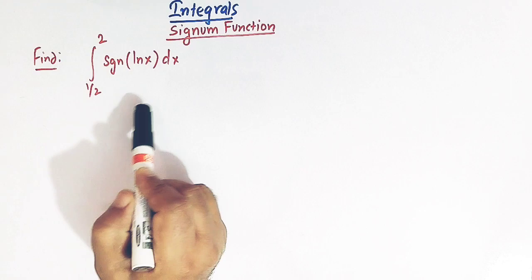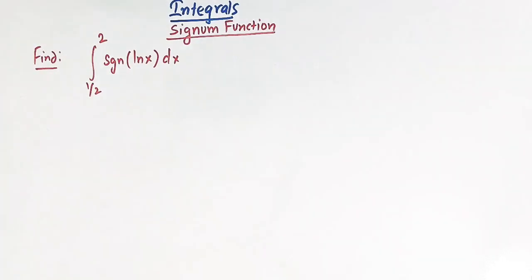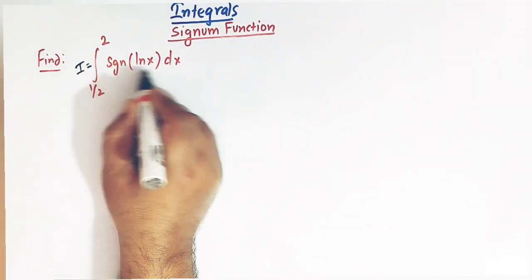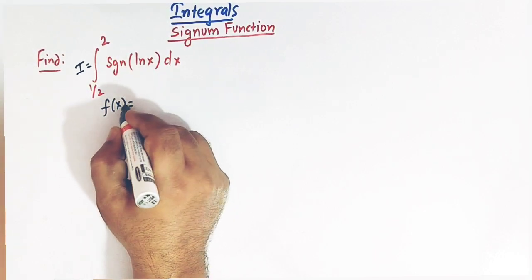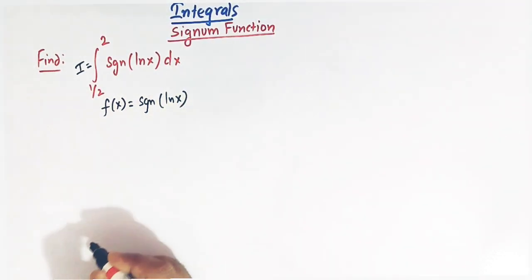Here we'll try to find out the value of this definite integral using the definition of log function, and then we'll see the definition of signum function. Moreover, we'll also see the graph of signum of log x. So let us start. Let us call this integral I. Now we can take this integrand as f of x. So we have f of x is equal to signum of log of x.